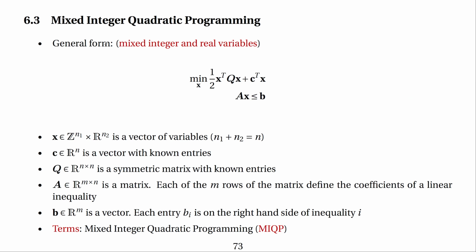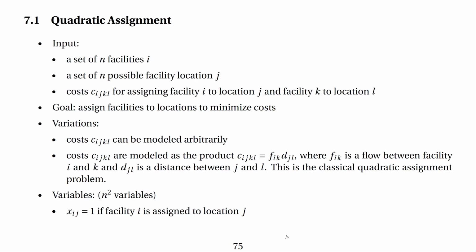In order to switch to mixed integer quadratic programming, we'll basically have the same equations, just now we have mixed integer and real variables. And the difference is only seen here, where the vector of variables x has two subgroups of variables. The first subgroup will be integer and the second will be real variables. One established term for this is mixed integer quadratic programming, or MIQP for short.